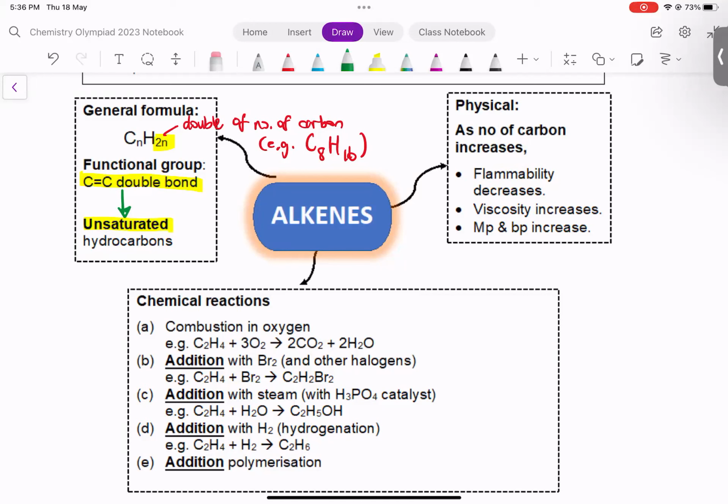Next, we have the physical trends. The physical trends are the standard physical trends that you have already learned under alkanes. Flammability decreases as the number of carbon increases. Viscosity increases, melting and boiling points increase. We'll look at some of the chemical reactions, and for my Sec 4 students, we're going to look deeper at the mechanism behind the reaction. So moving quickly on to page 2.